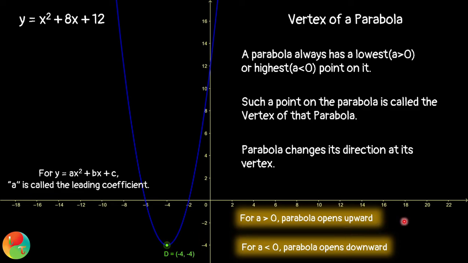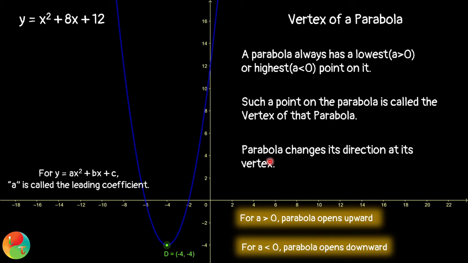Again, if you travel from right to left, you'll see that first the parabola is decreasing and a point comes beyond which it starts increasing again. It means this is the point where the parabola again has changed its direction. So this point is called the vertex of this parabola, beyond which the parabola changes its direction.